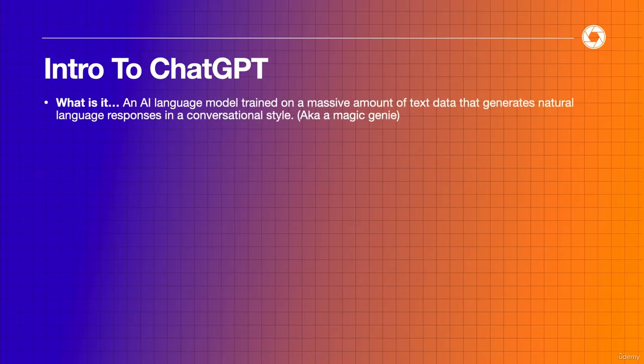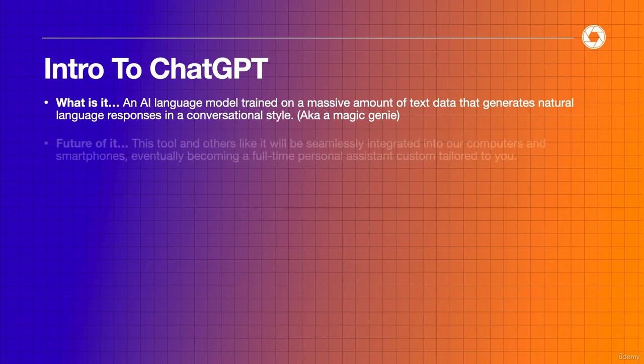So first of all, what is it? It's an AI language model trained on a massive amount of text data that generates natural language responses. That's the key to ChatGPT, in a conversational style. So what that leads to is the future of it.